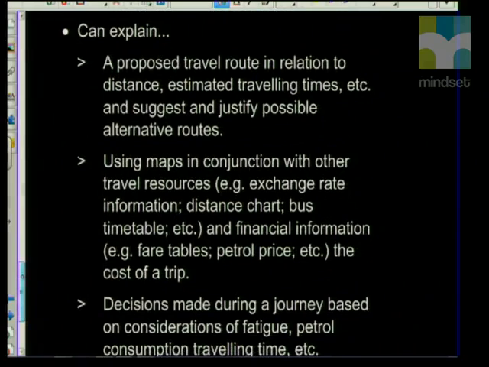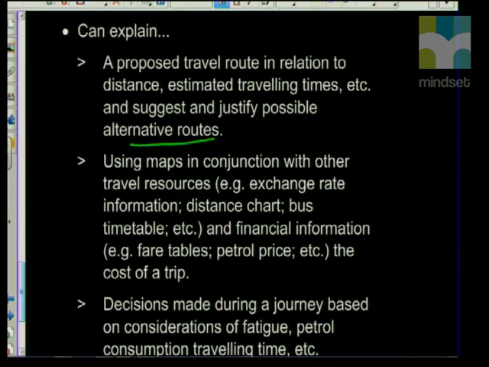You also need to be able to explain a proposed travel route in relation to distance, estimated travelling times, etc., and suggest and justify possible alternate routes. This is a very important skill in everyday life, that you should be able to have more than one travelling route that you could use, and then justify why you might have chosen one or the other. It could be done relating to things like travelling times and traffic and all those types of things.